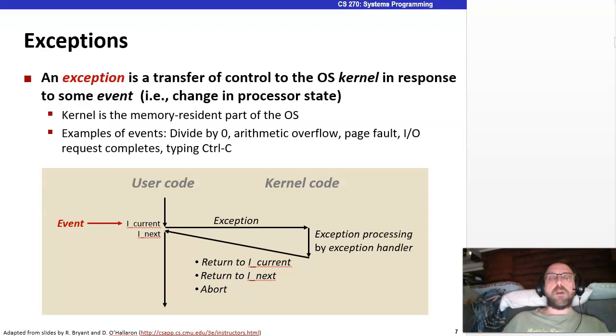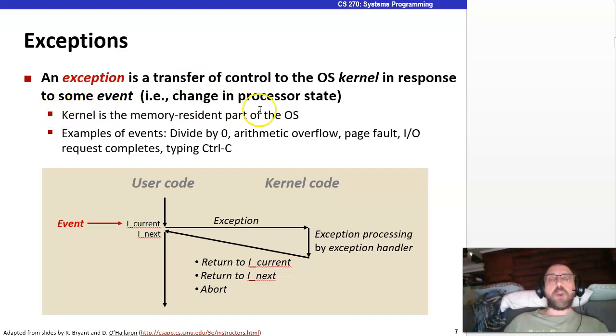So there are several different kinds of exceptions we'll get to, but fundamentally they're all about transferring control from whatever process happens to be running to the kernel of the operating system in response to some event. That event might be external to the processor. It might be something that's happening within the processor. It might, in fact, even be an instruction that explicitly asked for this to happen. We'll see why we might want to do that in a minute.